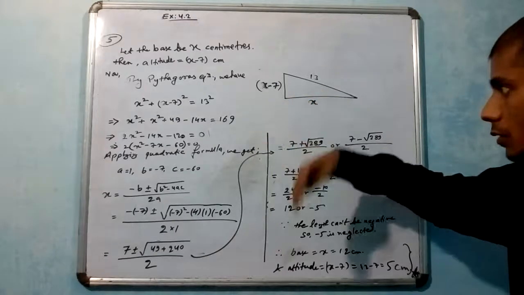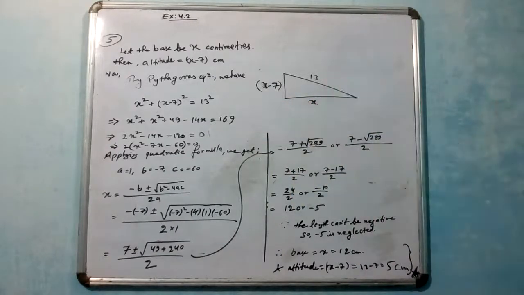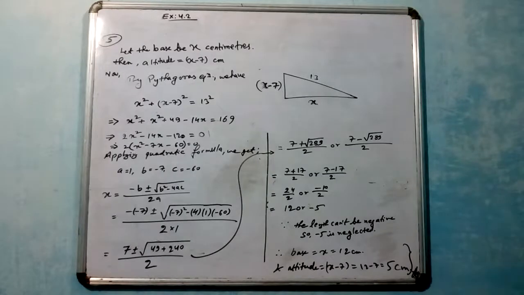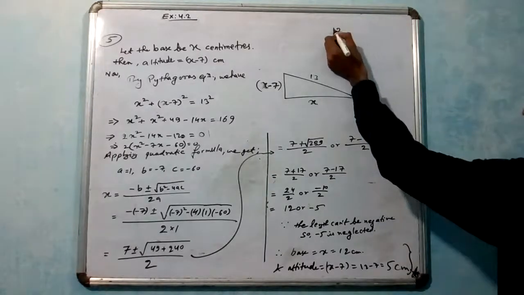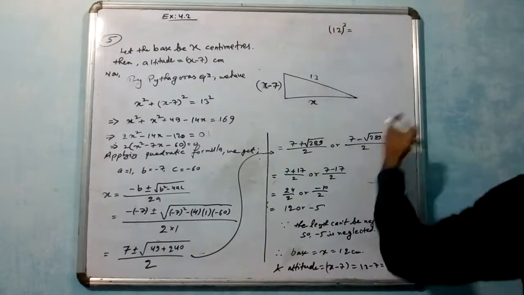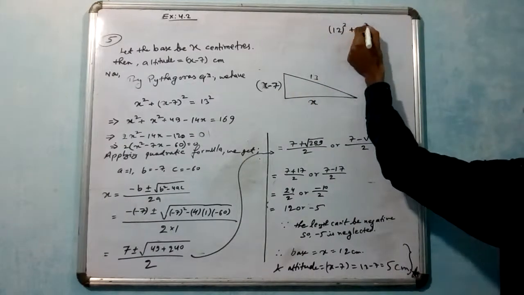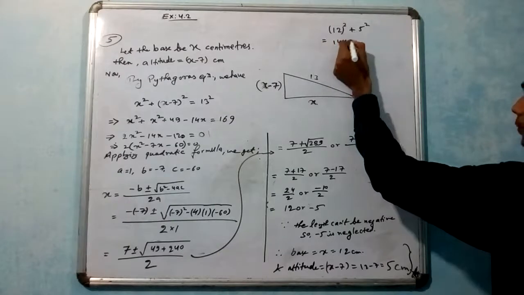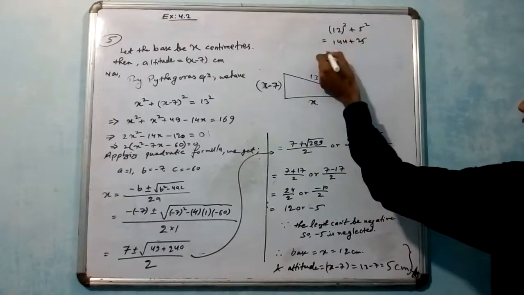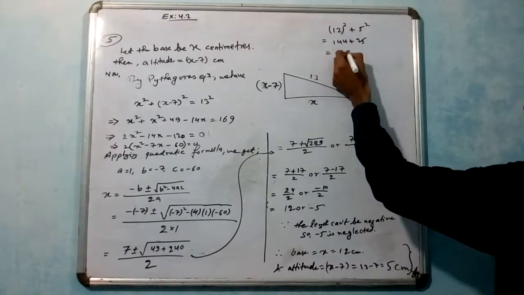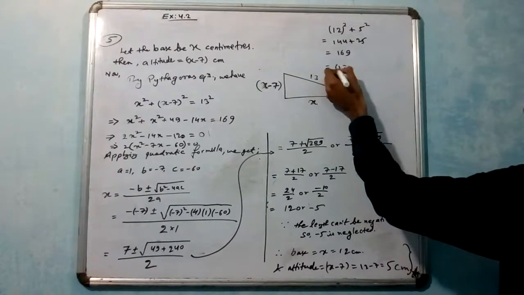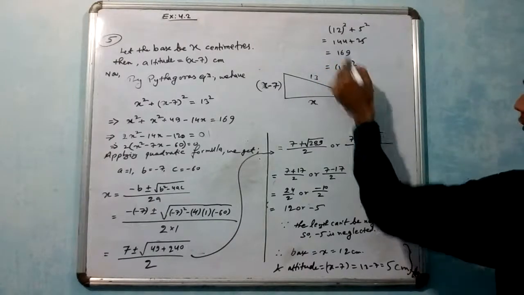So square of 12 how much? And square of 5, plus square of 5, so how much? 144 plus 25, and this is giving us how much? 169, and 169 is nothing but 13 square. So it's correct. 12 is one side, another side is 5, and hypotenuse is 13, as given in the question, so our work is correct.